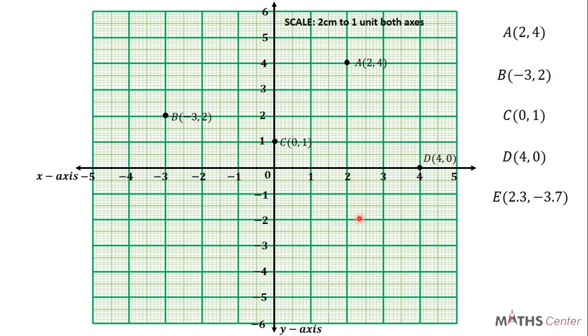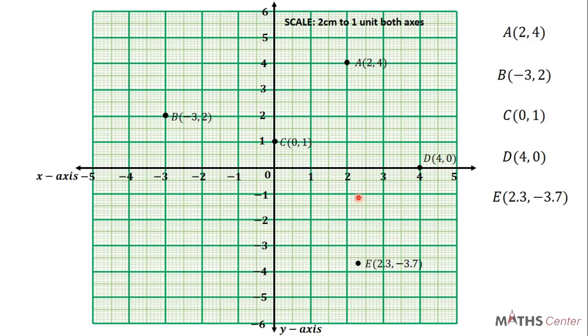All we need to do is to trace them and see where they will join each other. So we have 2.3 here and minus 3.7 here. So they will meet somewhere here. So this is point E, which is 2.3 and minus 3.7. So when you are given a point to plot and the point does not fall on a major grid line, all you need to do is to find the value of each of the divisions on the x-axis and on the y-axis.